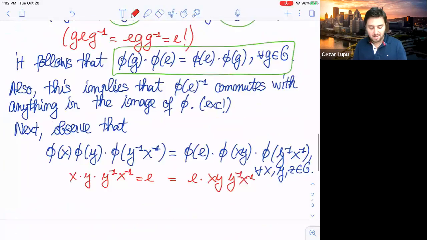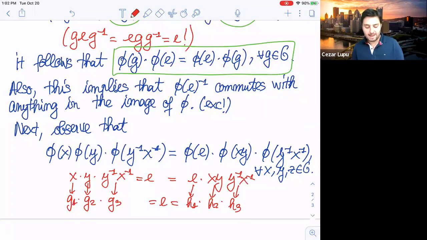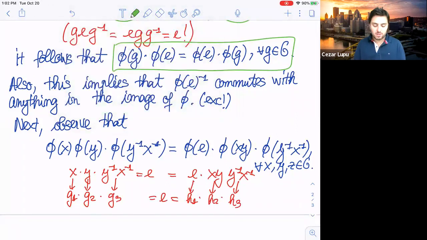Imagine that this is like a g1, this is like a g2, this is like a g3, and this is like an h1, this is like an h2, and this is like an h3. When you multiply them, it will give me the identity. So that's how we're going to play. I'm playing in this way especially because I want to get rid of this guy. You see, they're the same.